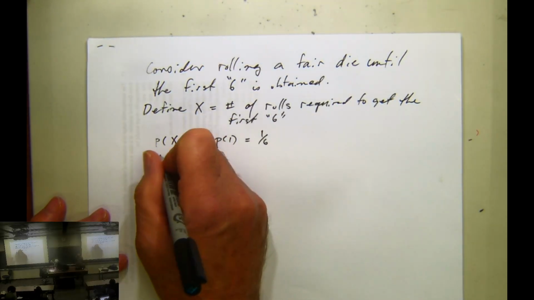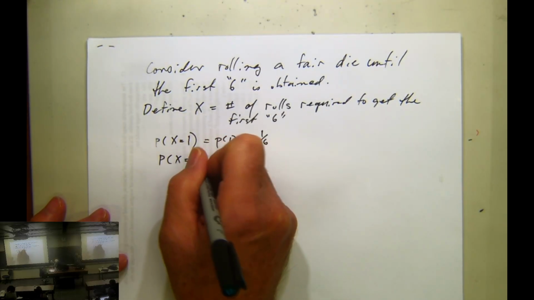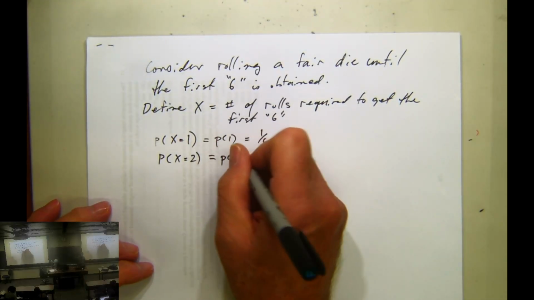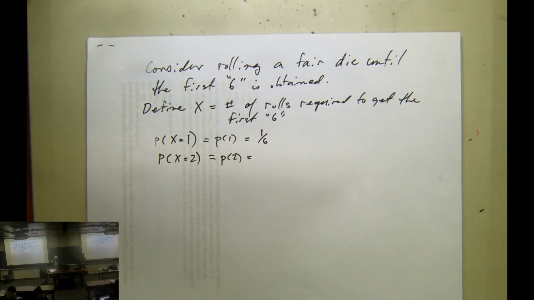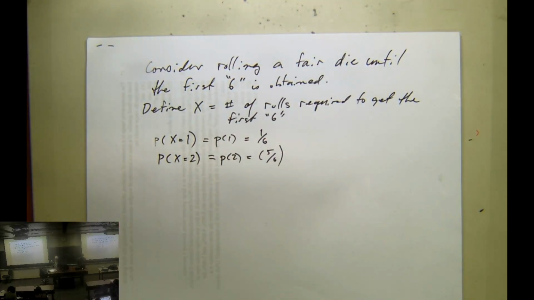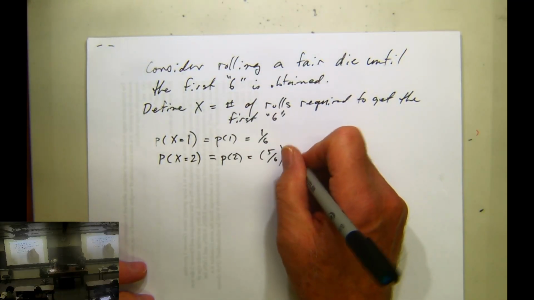So then let's continue thinking about this. What's the probability x equals 2? What's the probability I'm going to have to roll it twice to get my first 6? Well, in order to get my first 6 on the second roll, the very first time I have to have failed to get a 6. So we can think of this as a 5/6 chance that I didn't get a 6 and a 1 out of 6 chance that I did get a 6. So I need a failure, and then I have to get a success.